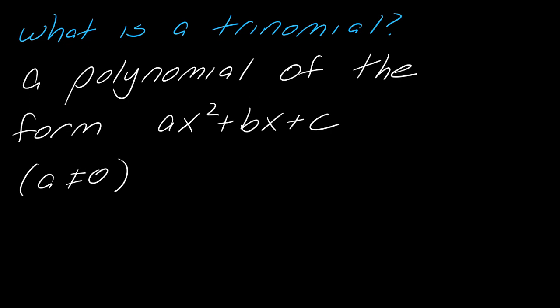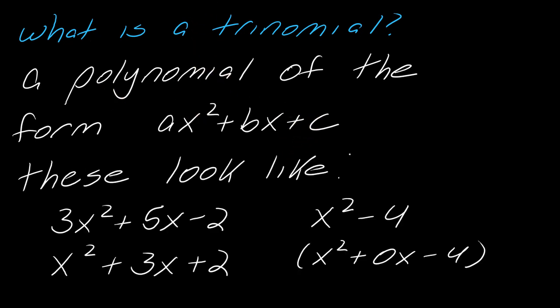Okay, so the other thing I want to mention here is, what would a trinomial actually look like? Because I've got ax squared plus bx plus c. Okay, not the most helpful. Here's some examples of what it looks like. So I've got like 3x squared plus 5x minus 2, or x squared plus 3x plus 2. So what would the a be in this case? The a would just be an invisible 1.